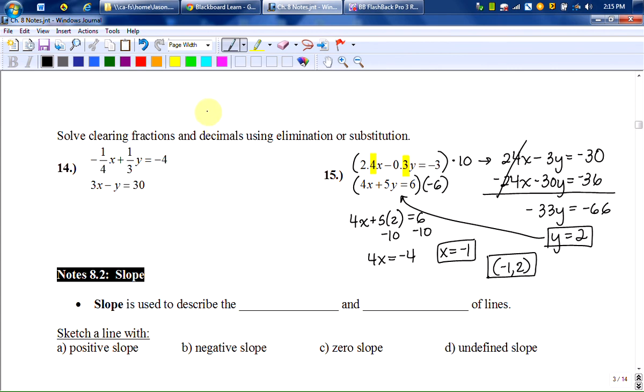So there's the first lesson. We covered a little bit of review of algebra, systems of equations, the midpoint formula, and the distance formula.